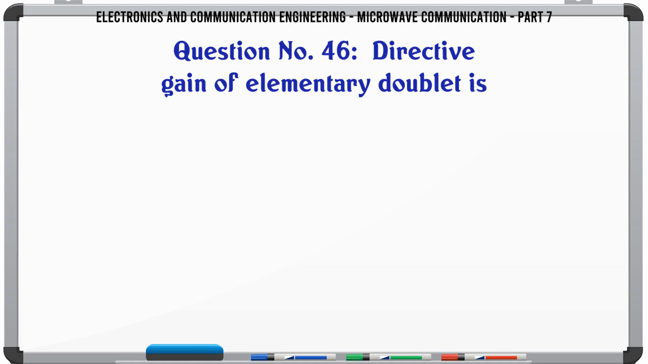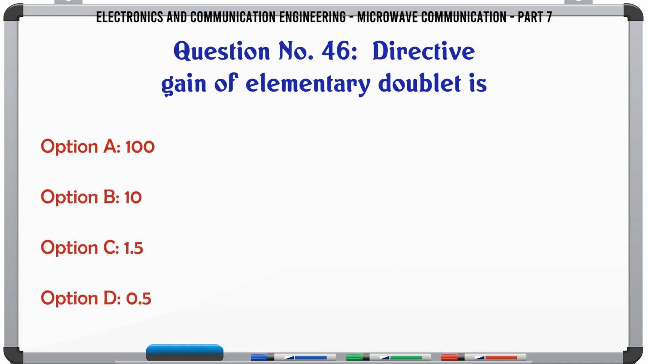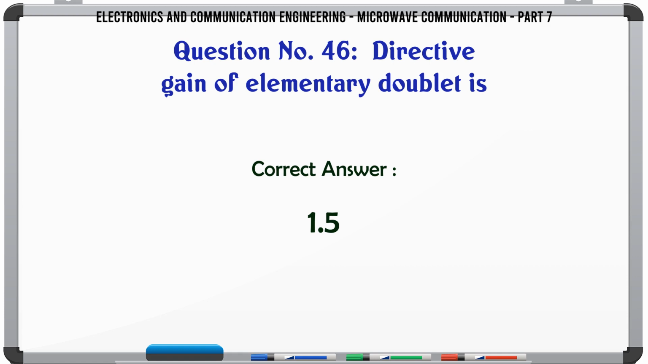Directive gain of elementary doublet is A. 100, B. 10, C. 1.5, D. 0.5. The correct answer is 1.5.